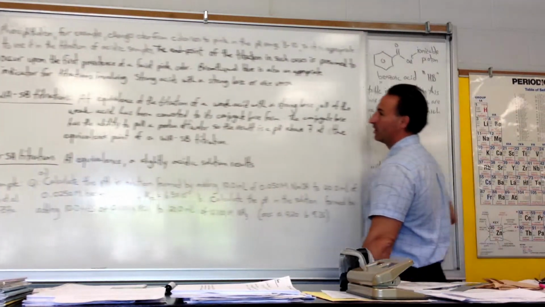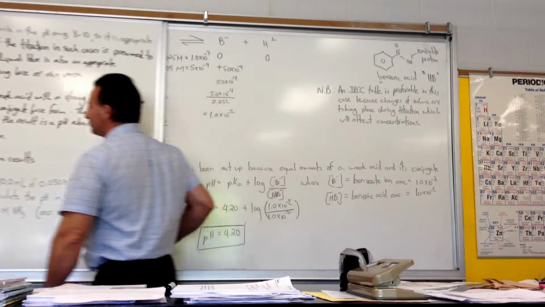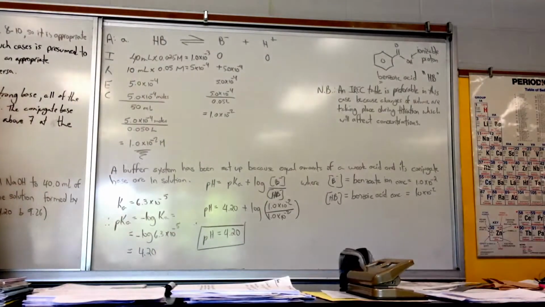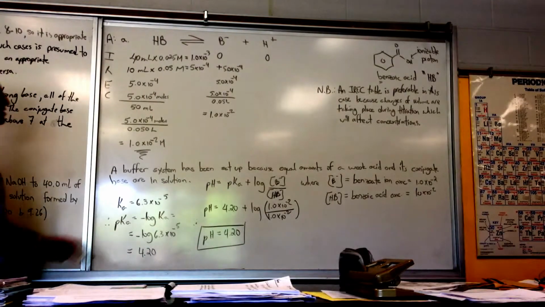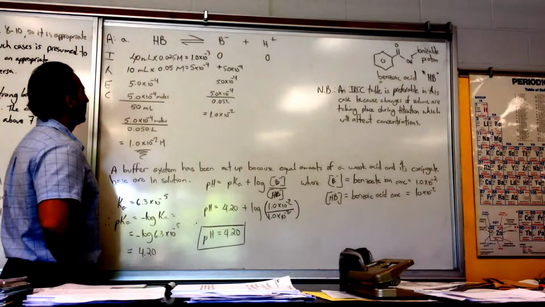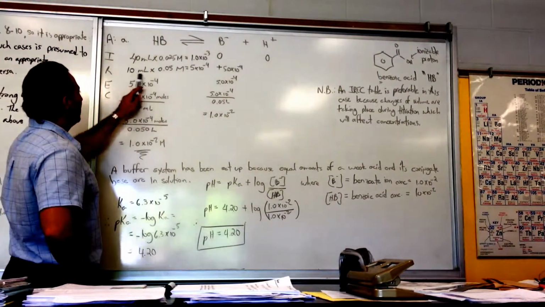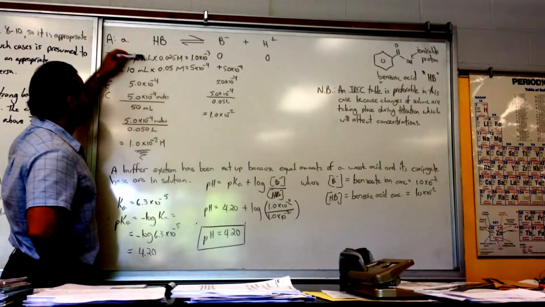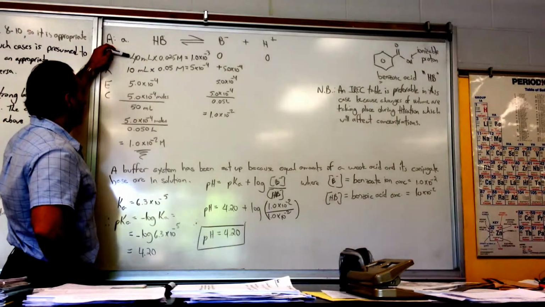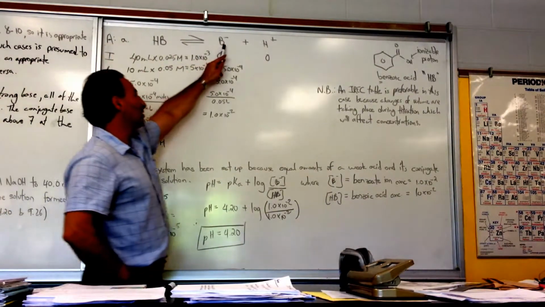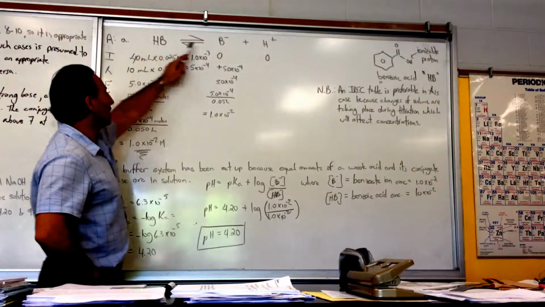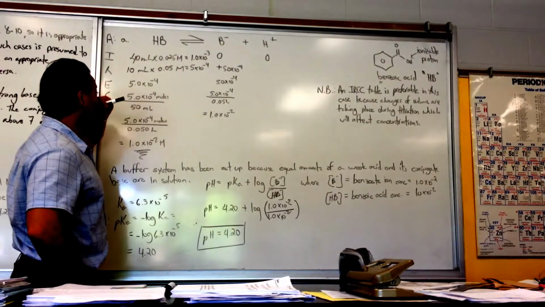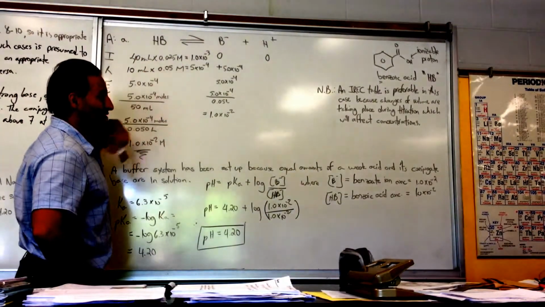And here is where we work out the examples. In the first instance, we start off with 40 mLs of 0.025 molar benzoic acid. We add 10 mLs of 0.05 molar base, which is going to react with this and use up the HB, converting it into B minus. What we've done by doing this reaction is generate a buffer system.